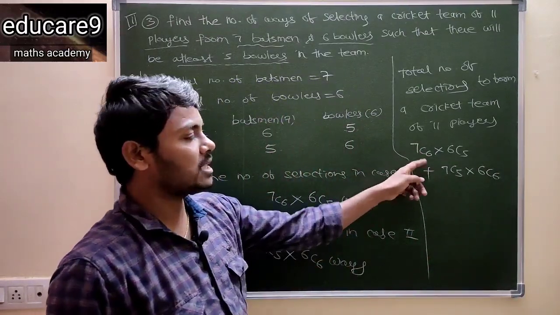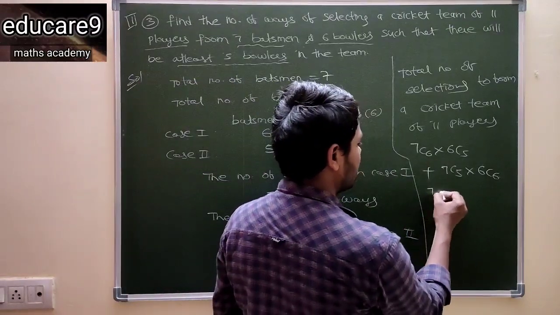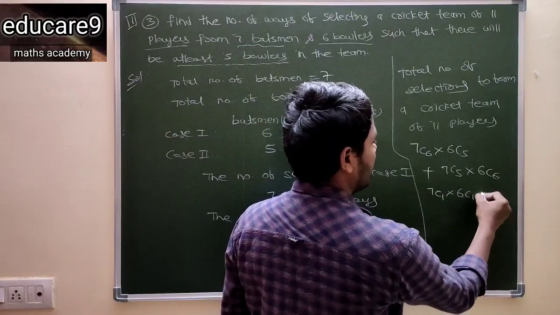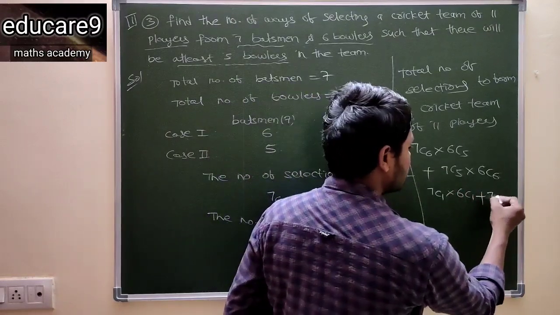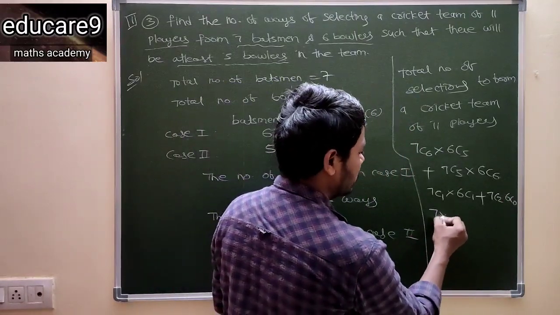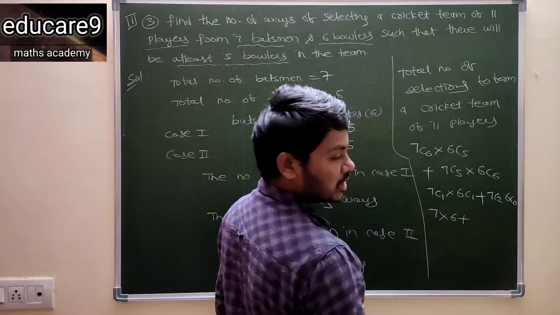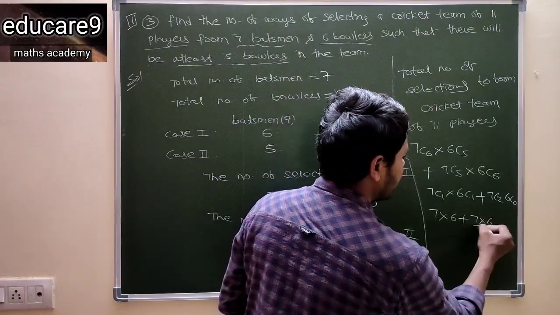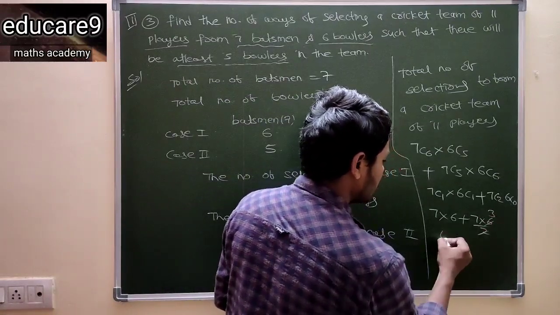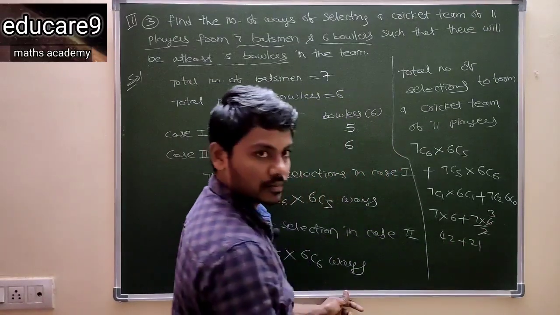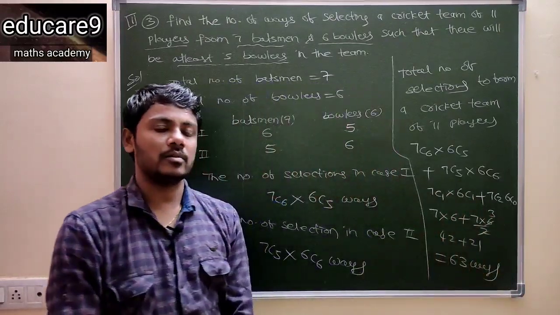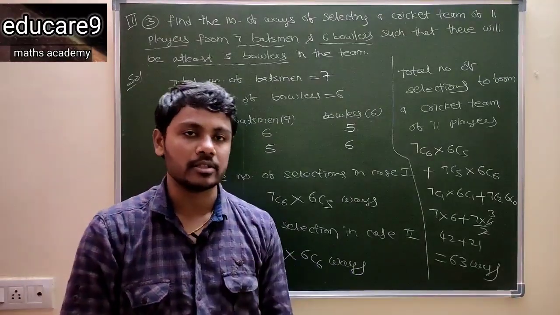See here, how to write 7C6? This can also be written as 7C1. And this one 6C1 plus 7C5 written as 7C2 into 6C0. So 7C1 is 7 into 6 and 7C2 that is 7 into 6 by 2. 6C0 is 1. So 2 1s are 2 3. So 42 plus 21. So total 63 ways. Okay. This is the required answer.